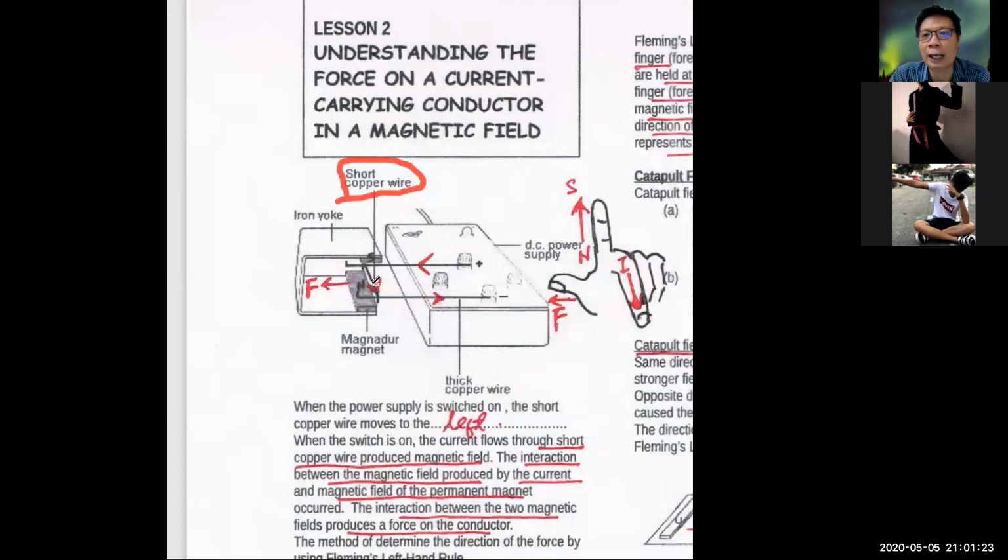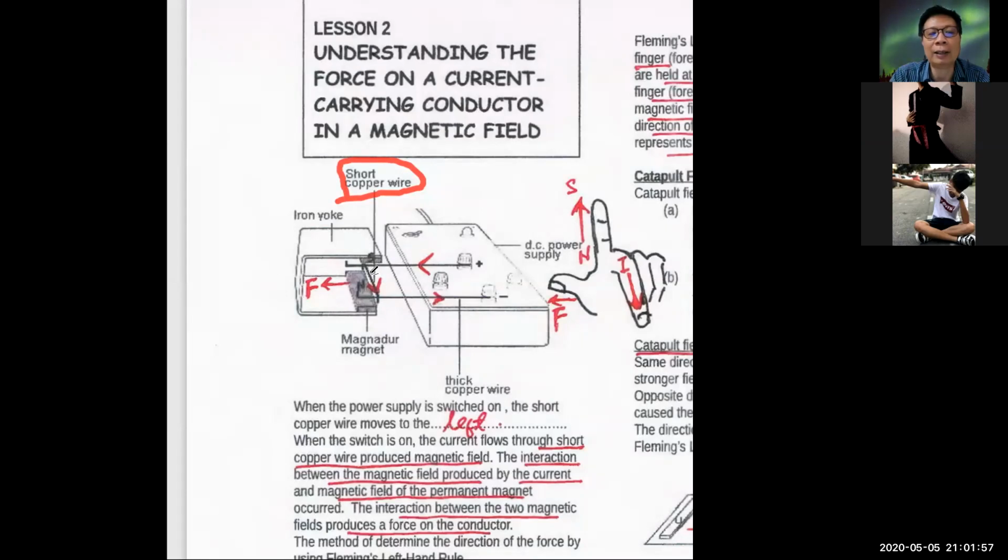Listen, please pay attention, everyone. When current flows through, here is a magnetic field, north, south. The magnetic field direction is from north to south. So you have current flowing through a magnetic field. When current flows through a magnetic field, there will be a force. This force is produced and pushes the wire to the left side. Understand? This concept is very important, okay?